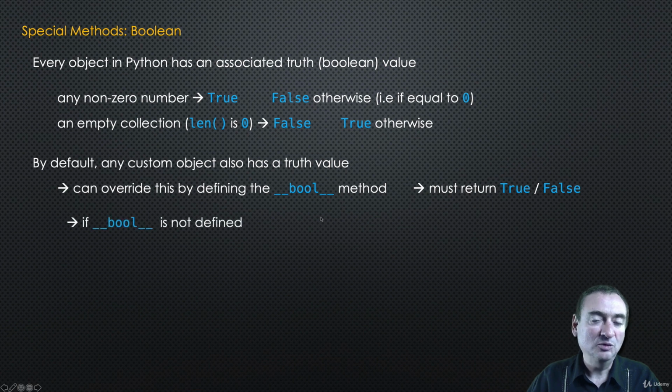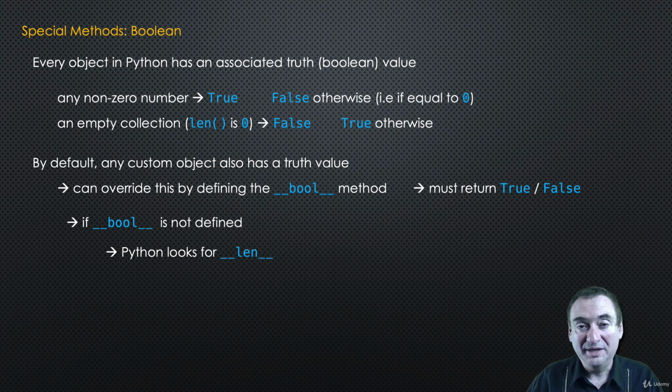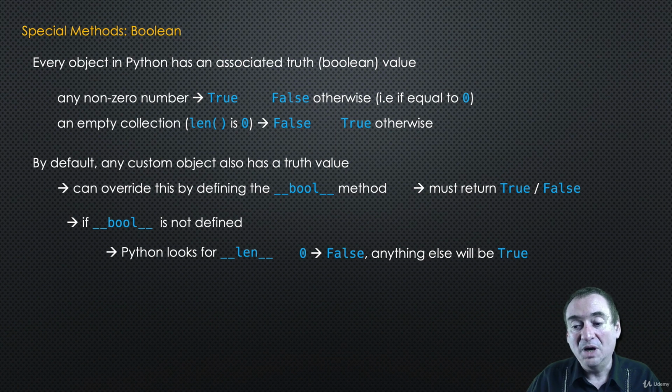Now if the dunder bool is not defined, then Python looks for the dunder len method, because it's basically saying, well, if I don't have a direct truth value from the bool method, maybe there's a len. Now if the len method exists and it returns 0, then the associated truth value for that instance will be false. Otherwise it will be true, just like we have with lists and tuples and dictionaries and sets, for example.